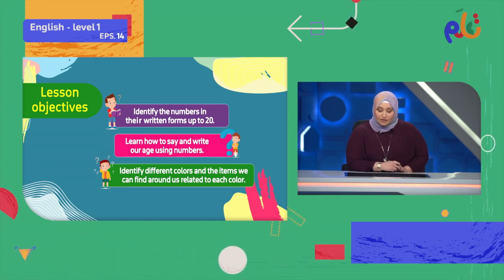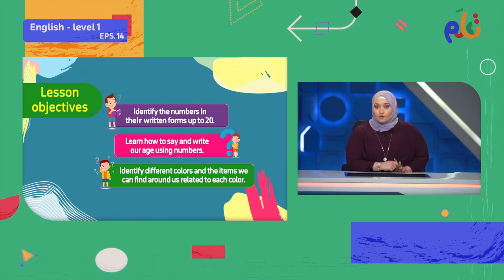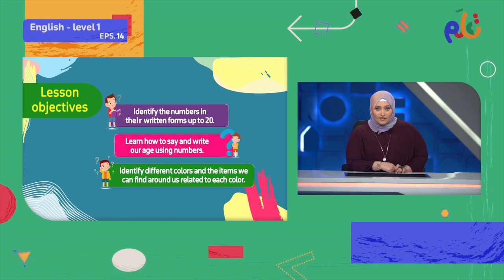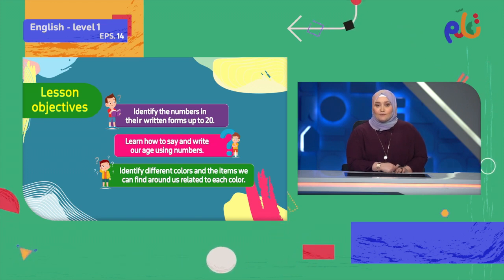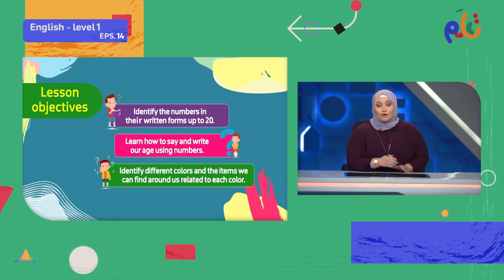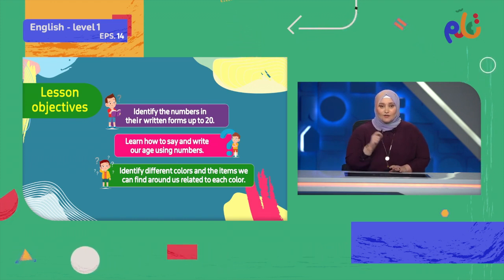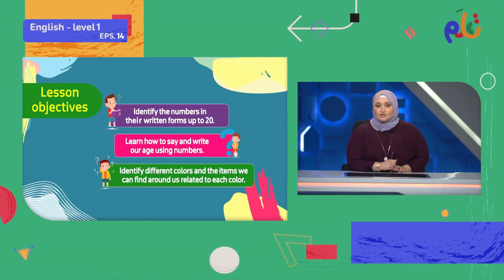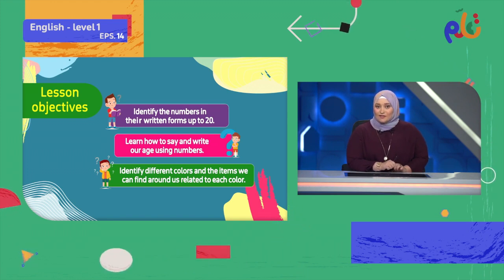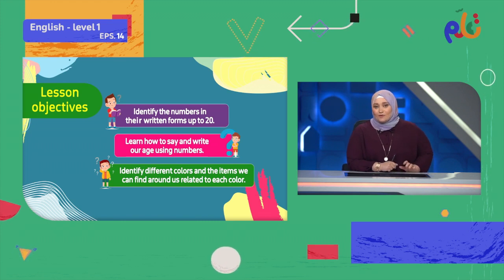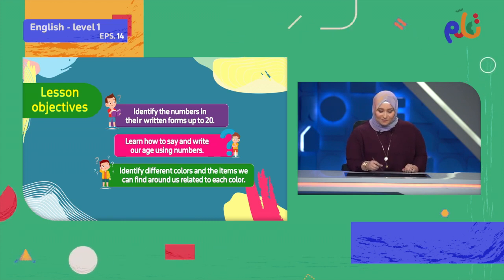The first objective is identify the numbers and their written forms up to 20. النهاردة هنحاول ان احنا نعرف ونتعلم مع بعض الارقام من 0 all the way till 20 لحد رقم 20. ازاي نقدر نكتبهم كتابة صحيحة وازاي نقدر ما نغلطش في الفاولز. عايزين نعرف ازاي نكتب الفاولز and which vowel to write.